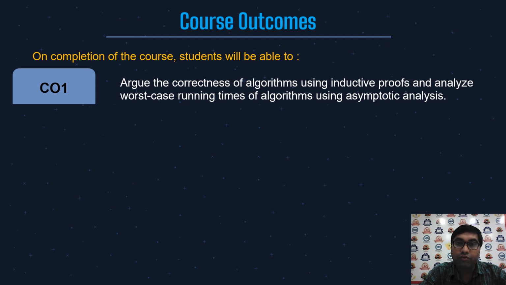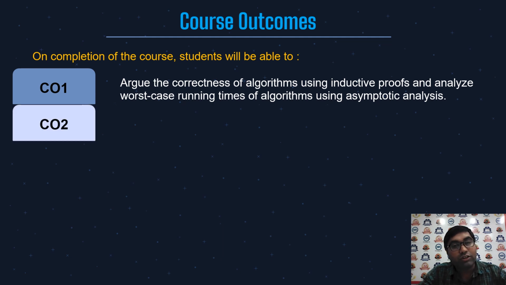So specifically, whenever any algorithm is available to us, at that time we have to check whether that algorithm is correct or not. And if the algorithm is correct, then we have to analyze its worst case, best case, and average case complexity with respect to the asymptotic notation. This is the first course outcome.